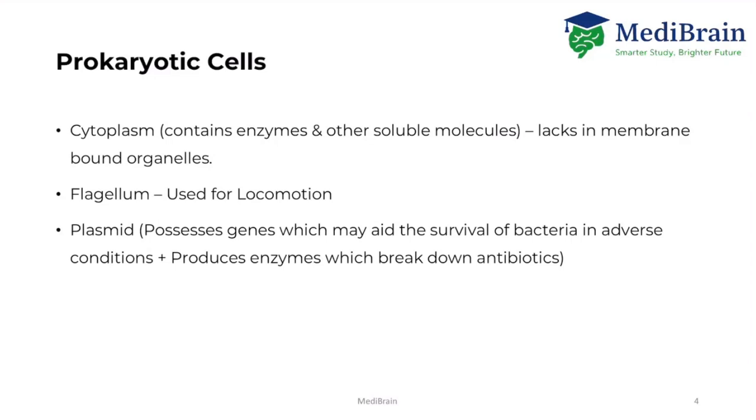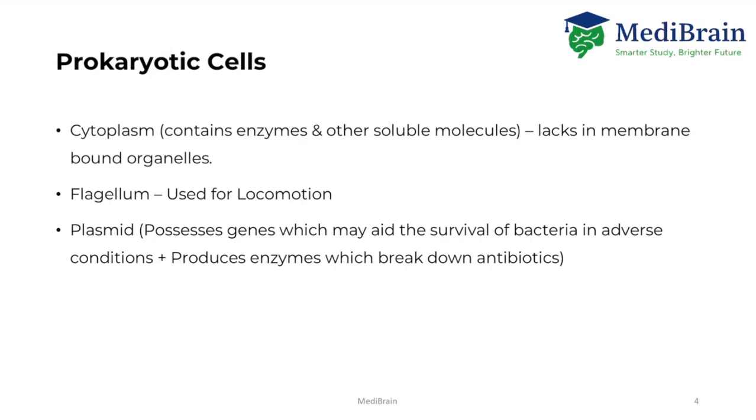They also have plasmids, which possess genes which may aid the survival of bacteria in adverse conditions, and produce enzymes which break down antibiotics. So that's the actual function of plasmids. You've probably heard that in bacterial cells, you have plasmids, and now this is the function that you need to be aware of. Plasmids contain specific genes and they help the bacteria to survive.